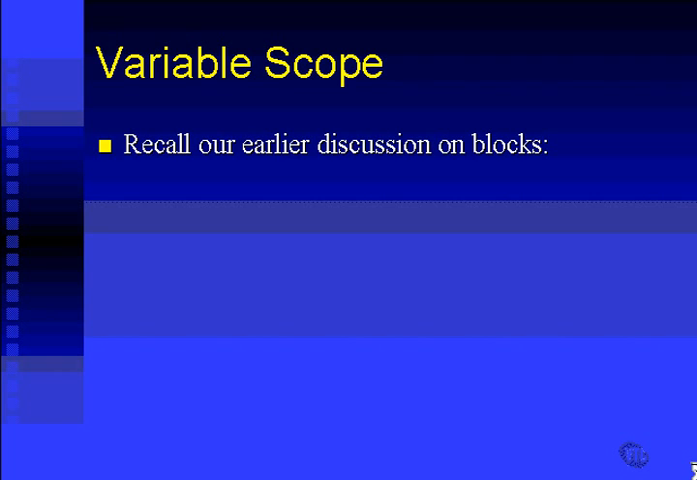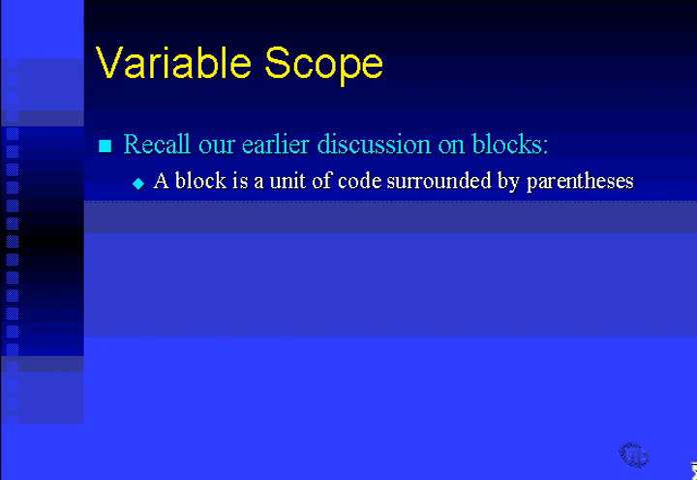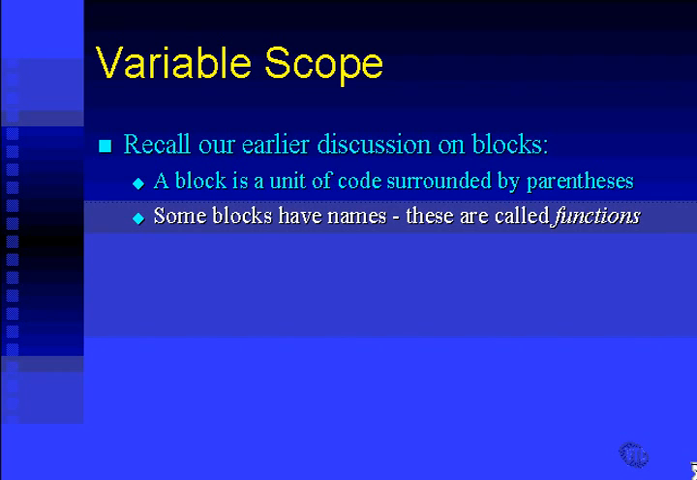Now, I want to talk about blocks first. Remember what blocks are? A block is a curly bracket surrounding a series of statements. It's a unit of code surrounded by the curly brackets, not the round brackets. And some blocks have names. The blocks that have names are called functions. That's really all a function is. It's a block of code that has got a name.